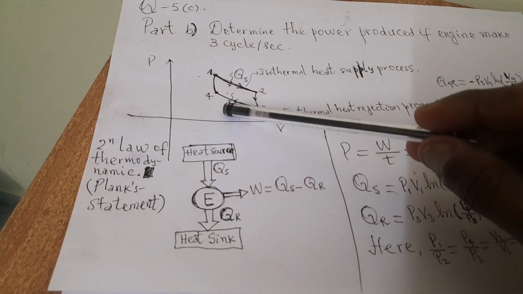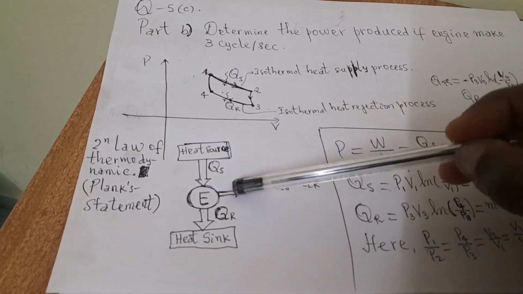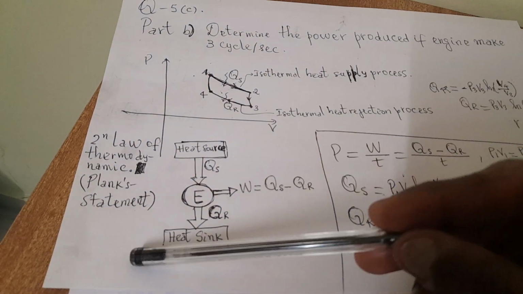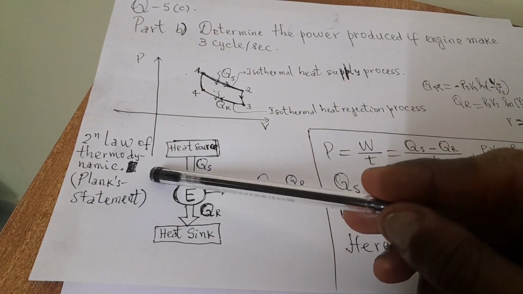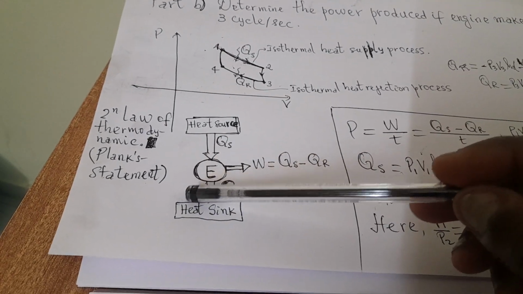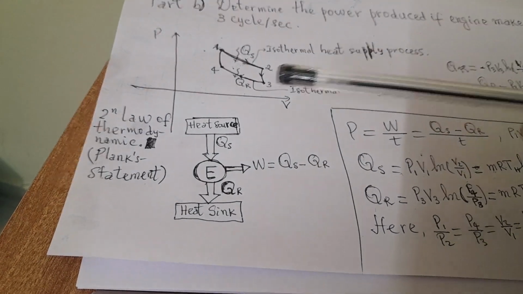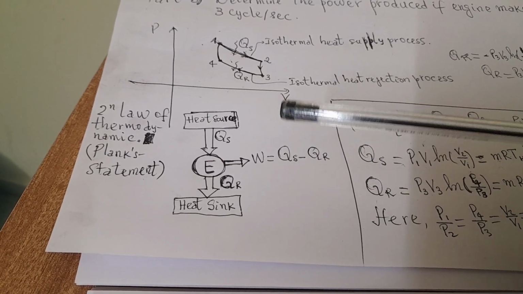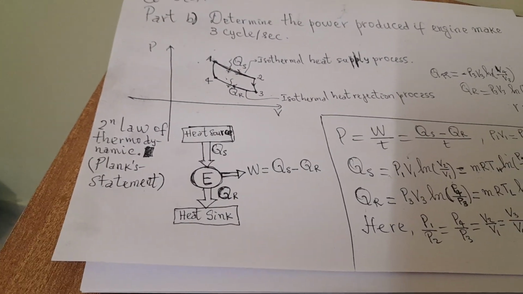For a cyclic process, we know that the work done will be the difference between the heat supplied and heat rejected. Why? Because of the second law of thermodynamics, Planck's statement. It says that till now, there doesn't exist a machine or an engine that can work with 100% efficiency. It means what?